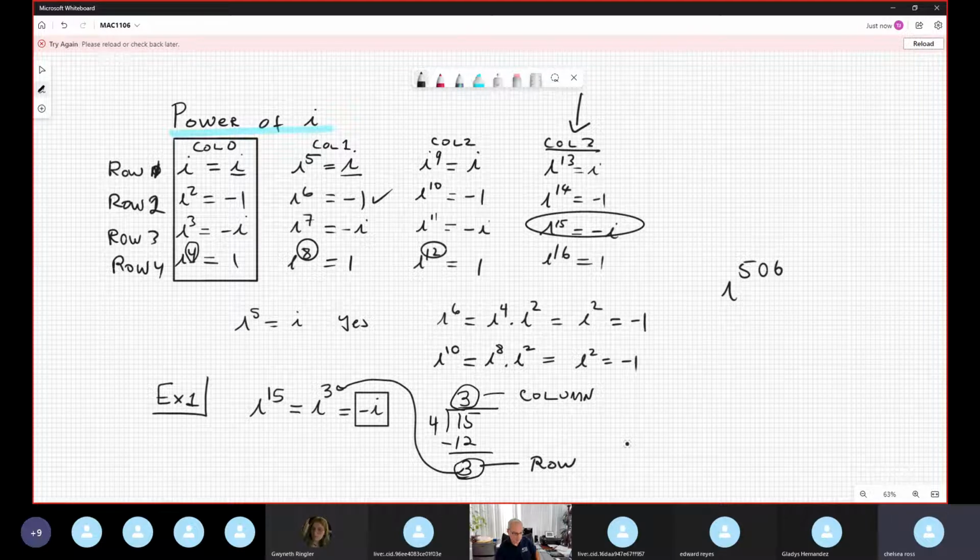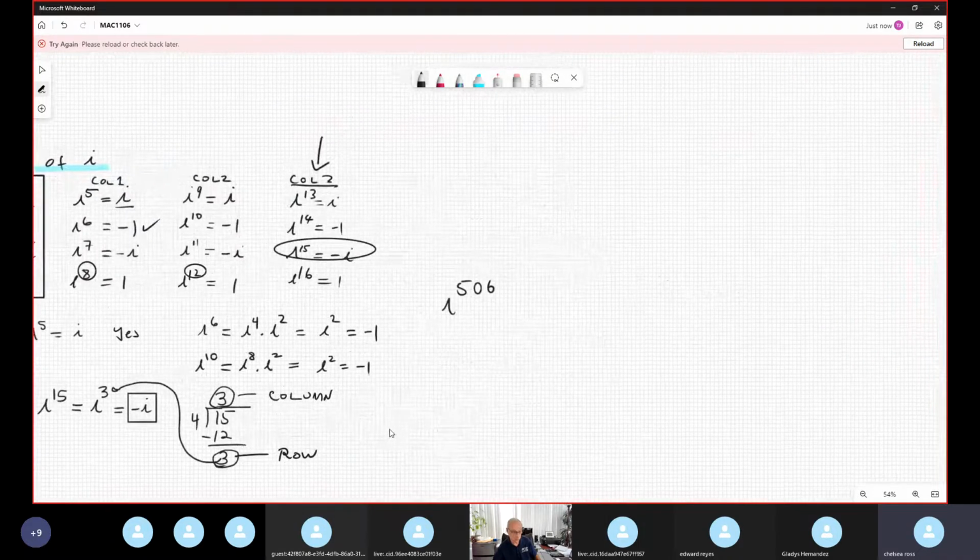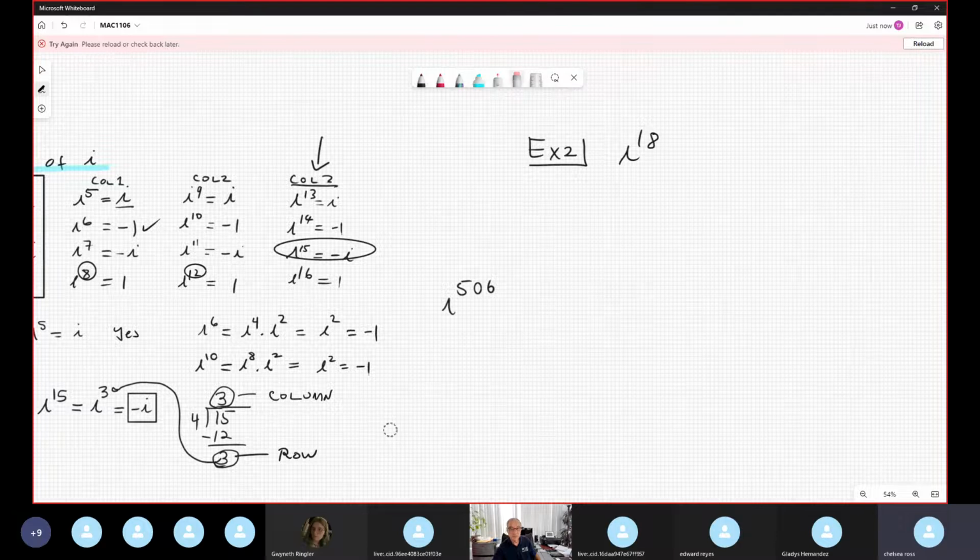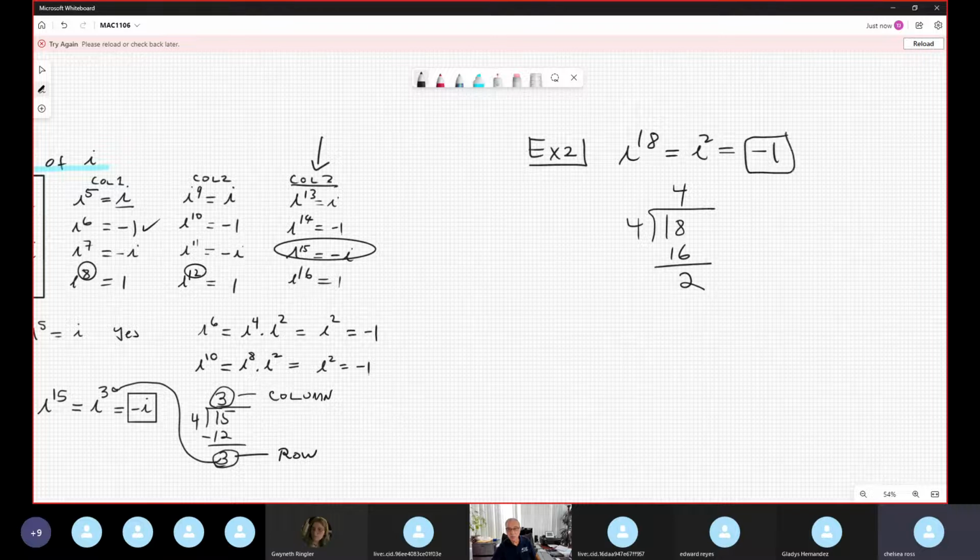Let's do it. I bring 1, 2, 3, 4. For example, suppose, example 2, compute i to the 18. Well, what should I do? You take 18 divided by 4. Obviously it's 4, because 4 times 4 is 16. 5 is too much, because it's 20. The subtraction is 2. So I take the remainder, i squared, and I know that i squared is negative 1. Boom, final answer.